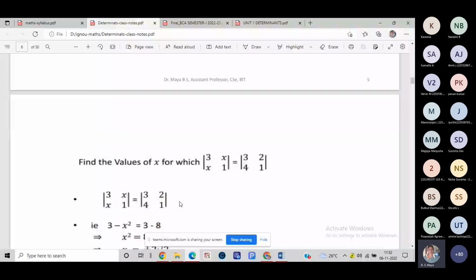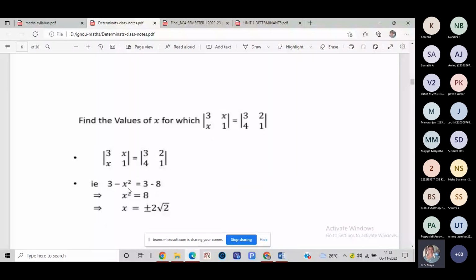See how to represent the first determinant: 3 into 1 is 3, minus x into x. How much is x into x? x square. Very good. That is equal to 3 ones are 3 minus 4 twos are 8. Then I should do the left side and right side operation. When I move minus x square to the right side, it is plus x square. This 3 minus 8 is minus 5. This minus 5 comes to the left side as plus 5. Then plus 5 plus 3 is how much?